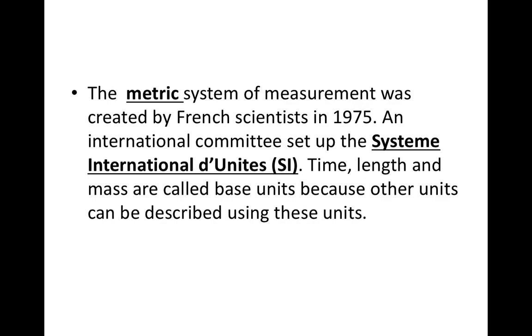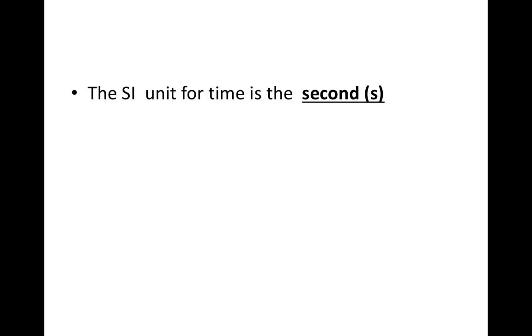This system was set up so that scientists around the world could communicate with each other and use consistent units for measurements. So time, length, and mass are called base units because all other units can be described using these three units. The SI unit for time is the second. Time is also measured in minutes and hours, but the SI unit is the second. So we will be using that unit more often than not in science class.